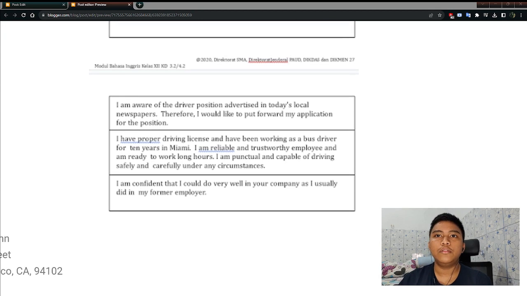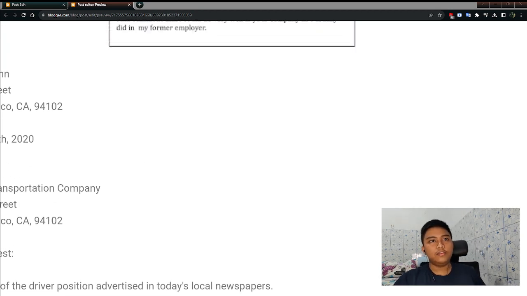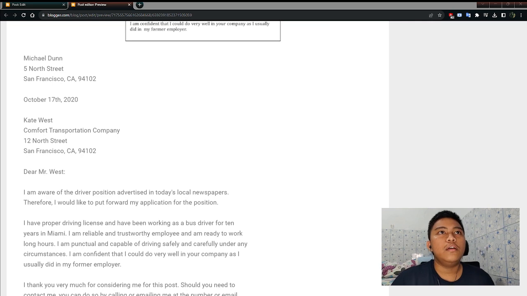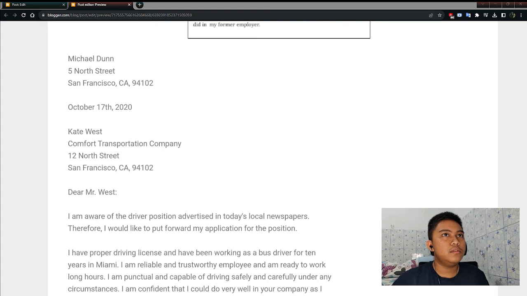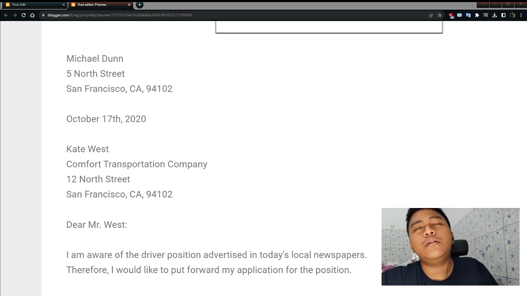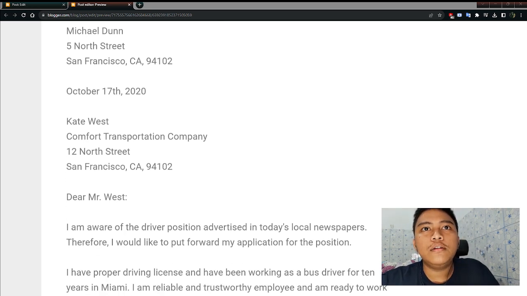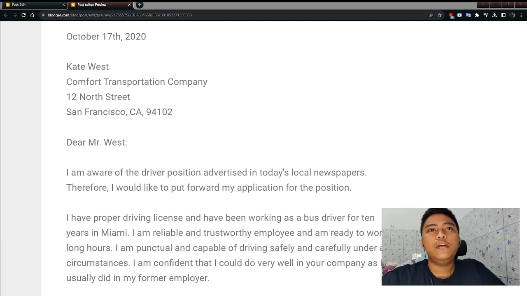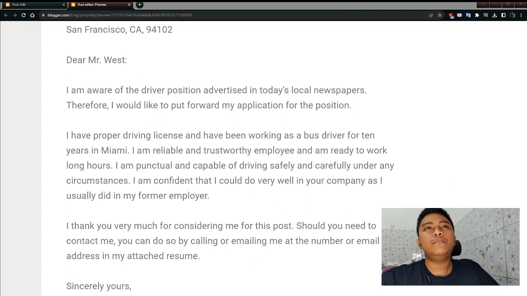So I will arrange this letter. Okay, let's see. So this is the arranged letter. First one is Michael Dunn, his name, his address, and the letter date, and the letter address: Comfort Transportation Company, 12 North Street, San Francisco. Dear Mr. West, also this is part of the body of the letter.